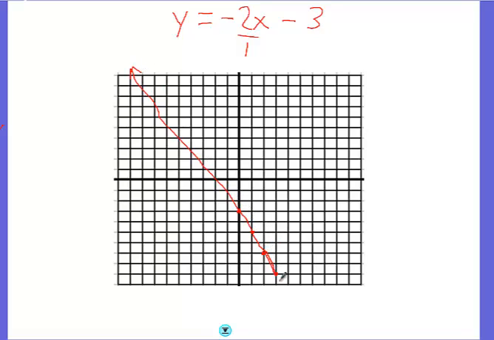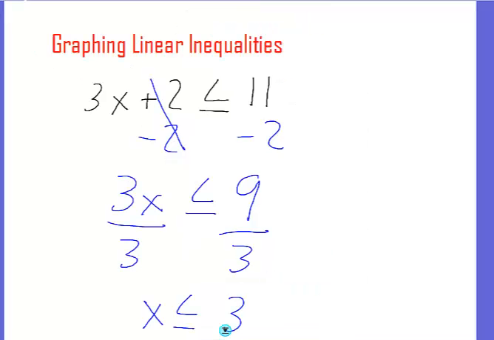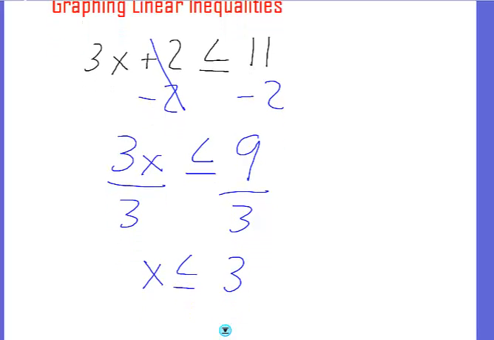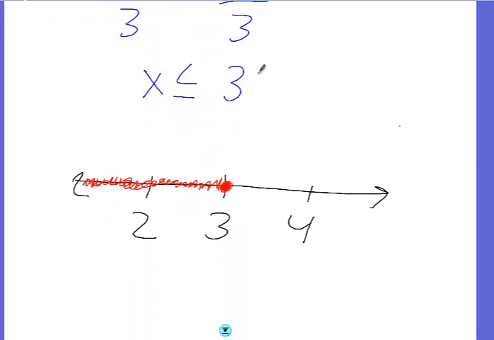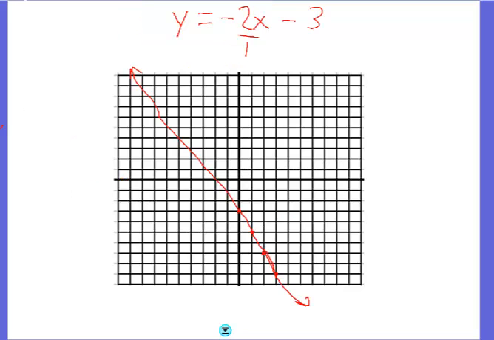Same thing when you solve an inequality: the steps are the same as solving an equation, except there's a little extra at the end. Same thing goes when you graph linear inequalities. You graph the line like we've always done, and there's a little bit at the end. What I mean by that is this.